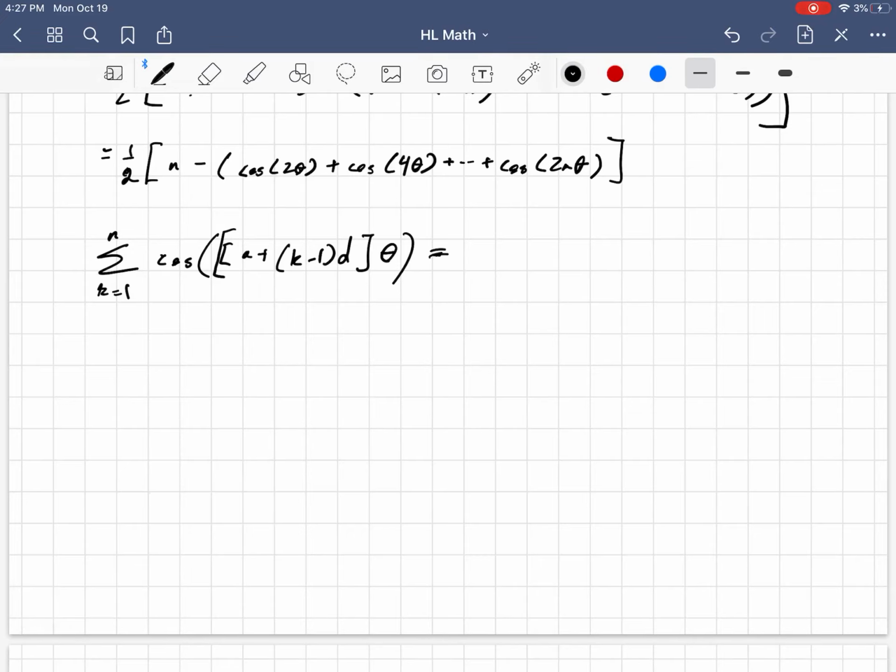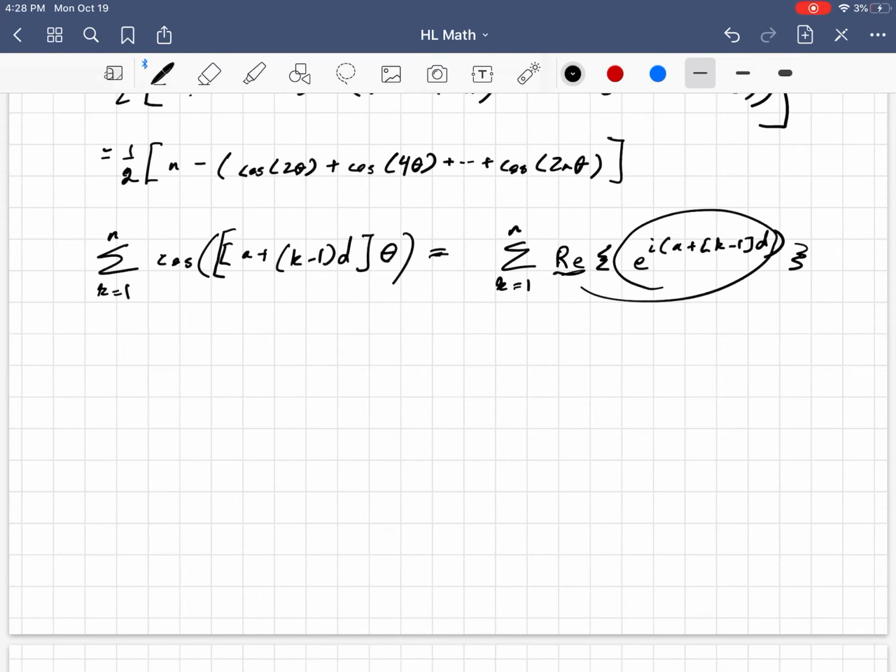So what I'm going to do is make this the sum still from k equals 1 to n. But I'm going to make this the real part, right? And I'll elaborate what this means in a second. And make this the real part of e to the i times (a plus (k minus 1)d). And I'm not going to add the theta in here. I'll add it back in at the end, just for the sake of making it look a little nice. So what we mean by this is the real part of whatever this is equal to.